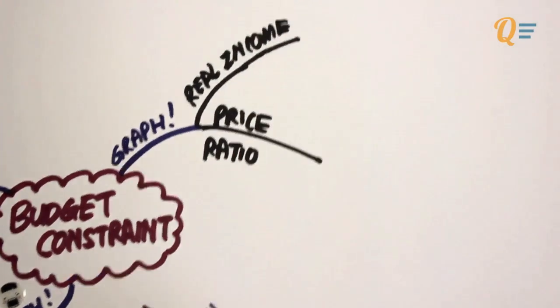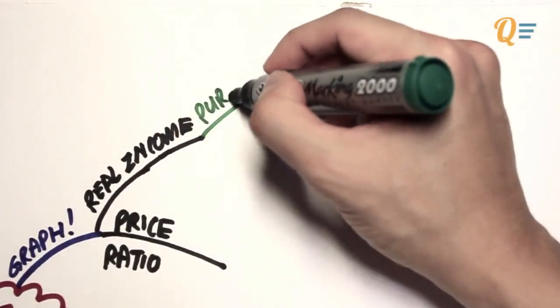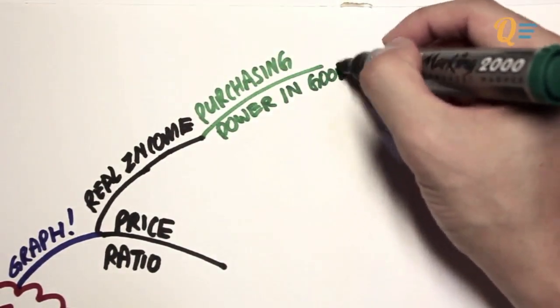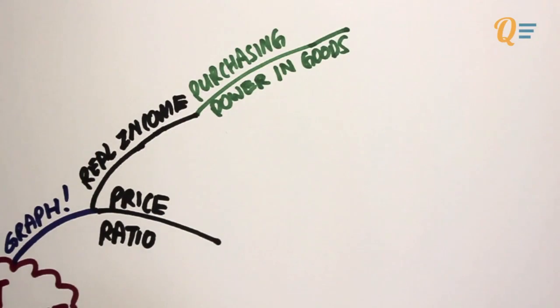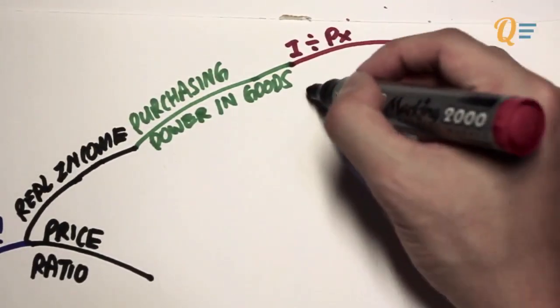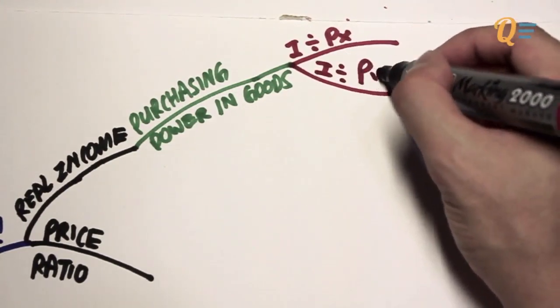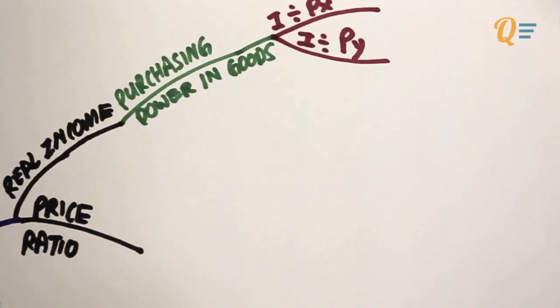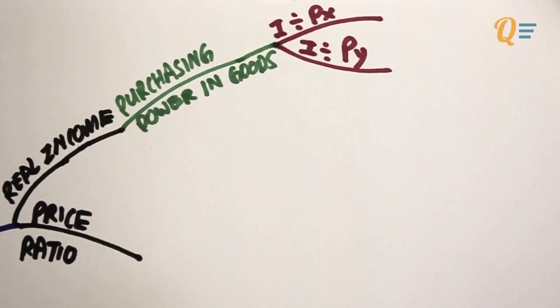The concept of real income is a very important one, but yet it's also very easy. It is basically my purchasing power in terms of goods. And to find that out, I just have to take my nominal income in terms of money divided by the price of X or divided by the price of Y, and I have my purchasing power in terms of goods. It is extremely important to understand the concept of real income because this concept will be used in the further chapters and even in macroeconomics.